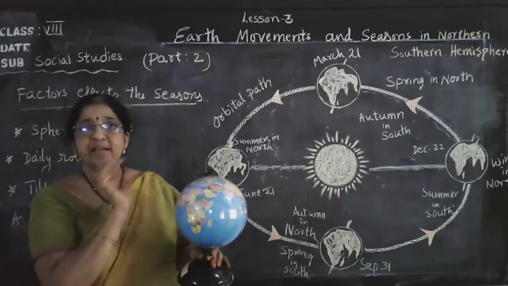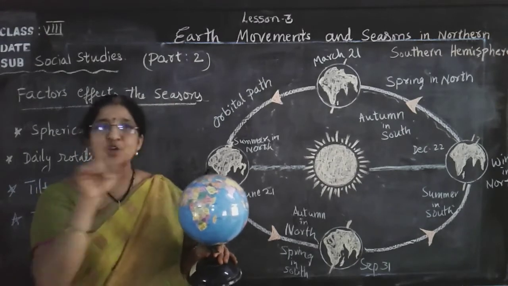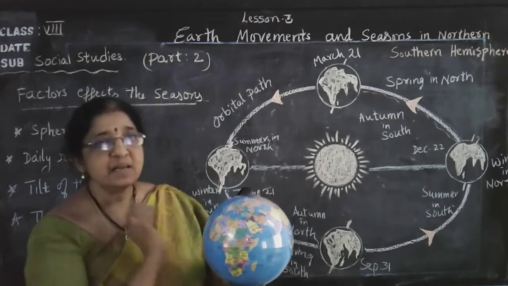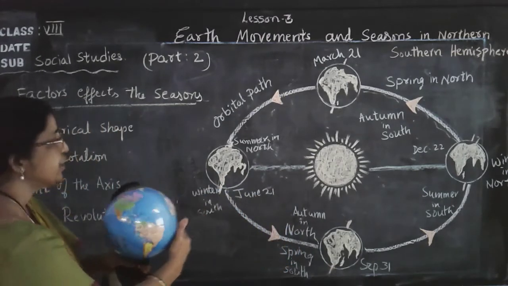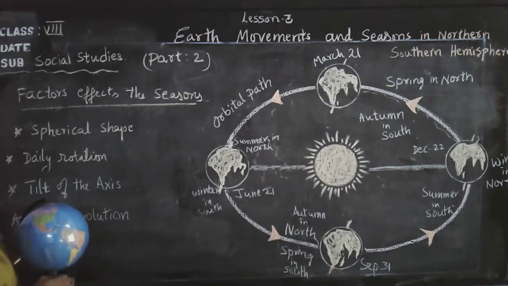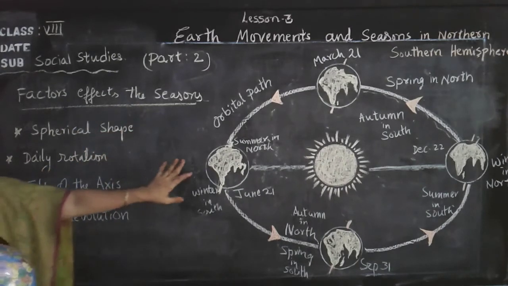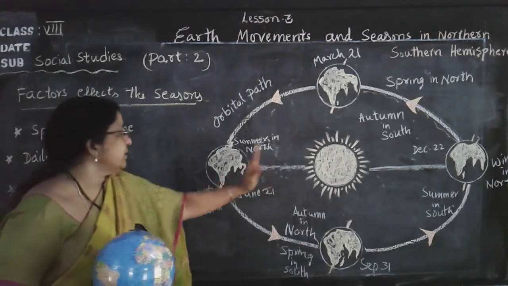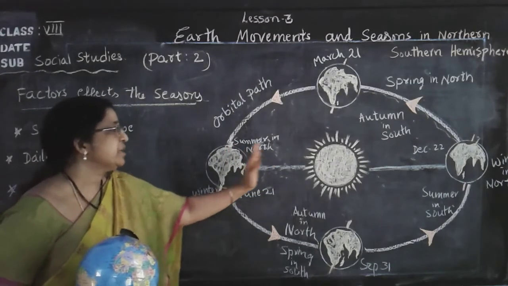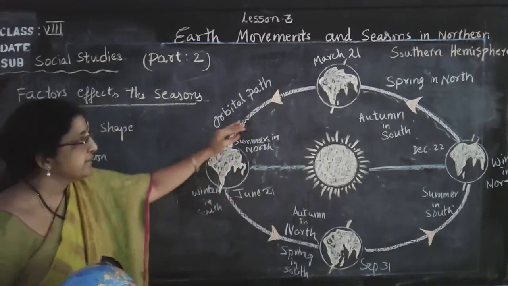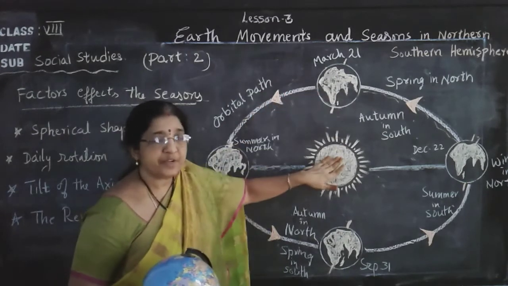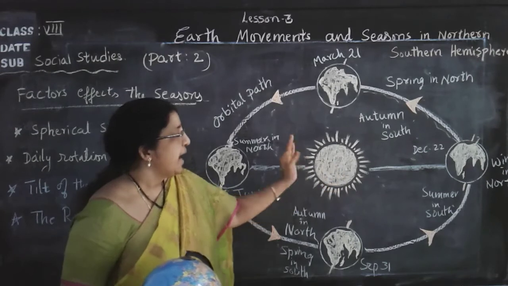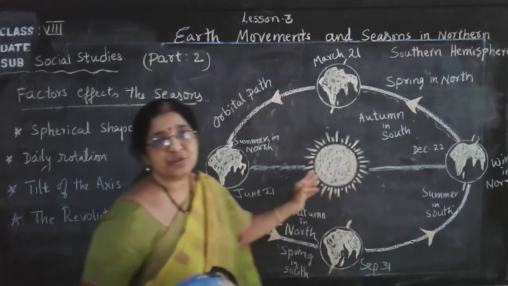This is not a triangle. This is not a rectangle or square shape. This is called a sphere. Because of the spherical shape of the earth, the seasons occur. Just for example, in this picture, sometimes the eastern part faces the sun, and sometimes the southern part faces the sun. Sometimes the northern part faces the sun, and sometimes the western part faces the sun.